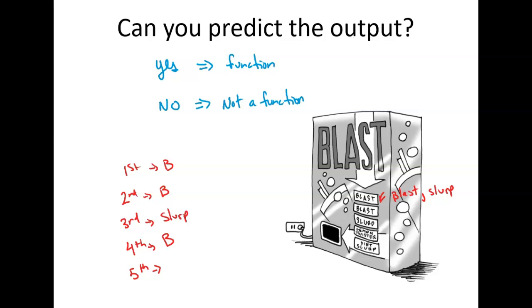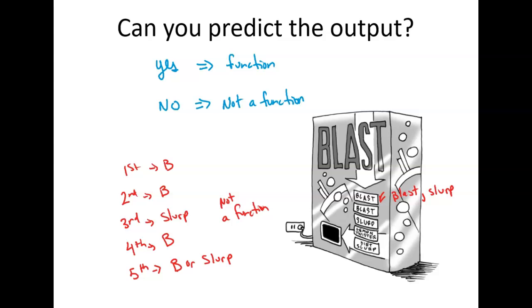So again, take a moment, think about that. First day was Blast, second day was Blast, third day was Slurp, fourth day was Blast. Can you really predict what the fifth day is going to be 100% certain? And the answer is no. We have no idea. It could be Blast, because we've seen that 3 out of 4 times, or it could have been Slurp, based on what we've seen. So again, this would be not a function. I want you to be thinking about function means that your machine is working properly. You can always predict it.